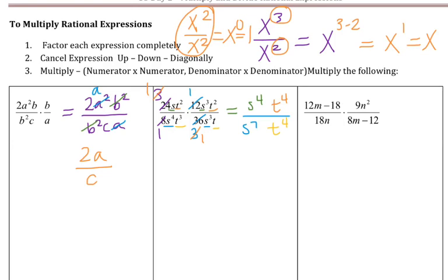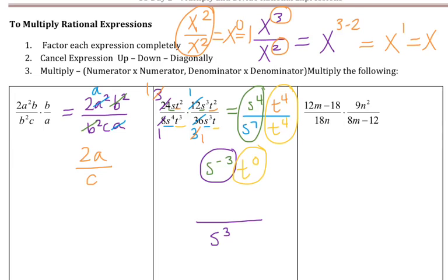Now we can simplify these by subtracting. 4 take away 7 gives me -3, so s to the -3rd power. And 4 take away 4 gives me 0, so t to the 0 power. Now to simplify, if I have negative exponents, I can make them positive by moving them across the fraction bar. And t to the 0 power, or anything to the 0 power, is just a 1. So my final answer for this one is 1 over s cubed.